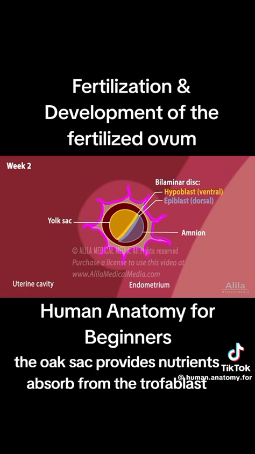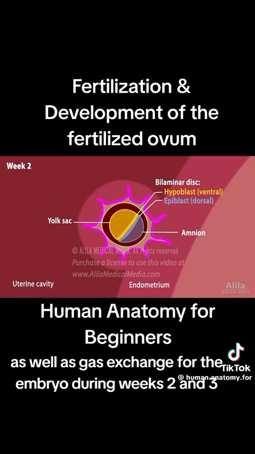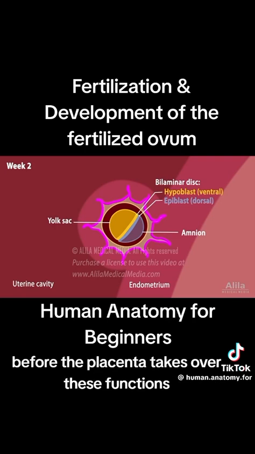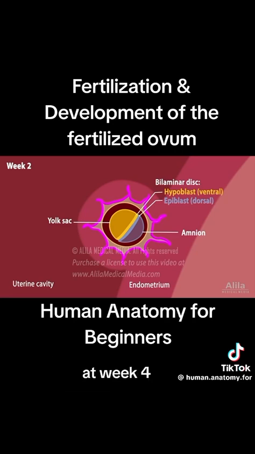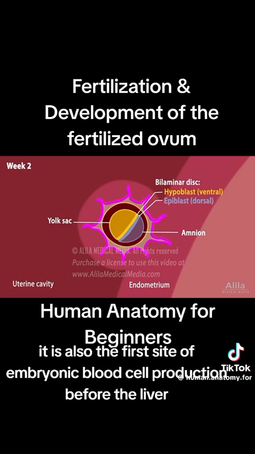The yolk sac provides nutrients absorbed from the trophoblast as well as gas exchange for the embryo during weeks 2 and 3 before the placenta takes over these functions at week 4. It is also the first site of embryonic blood cell production before the liver.